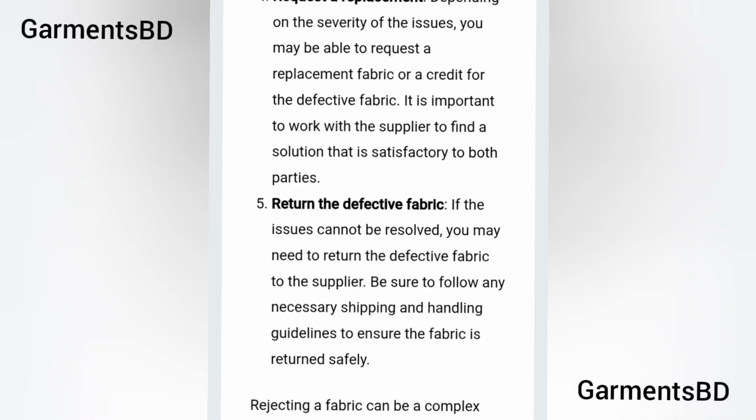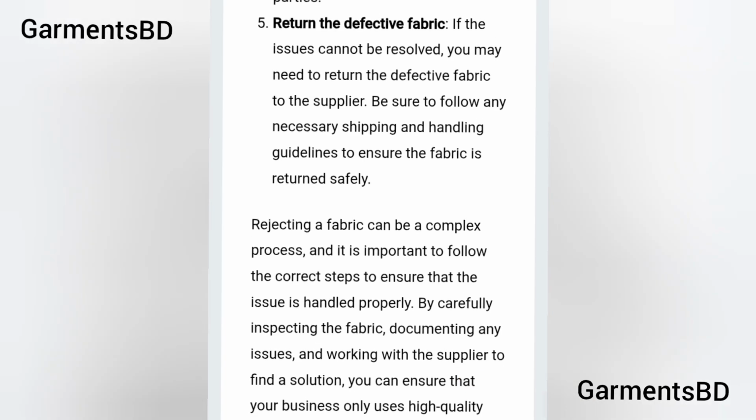Return the defective fabric. If these issues are resolved, you may immediately return this defective fabric to the supplier. Be sure to follow any necessary shipping and handling guidelines to ensure that your fabric is returned safely.